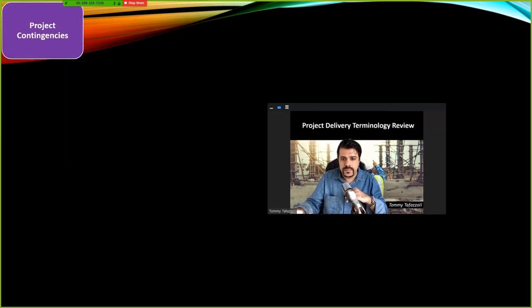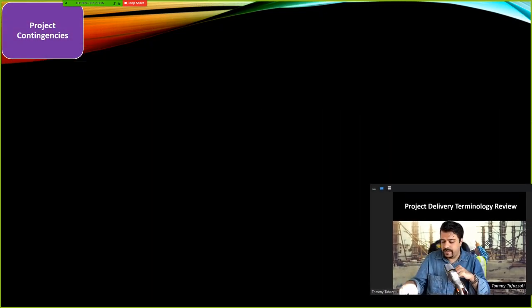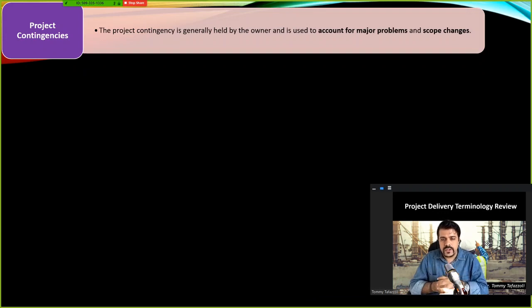So let's talk about some financial terms. Project contingency is generally held by the owner to have set some money aside. So in case major problems or scope changes that are costly happen, they have some additional money to rely on and to use for such occasions.